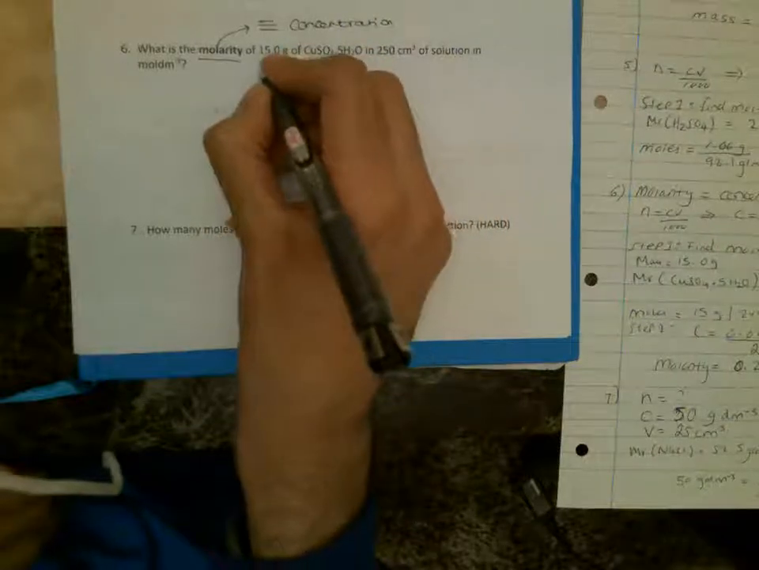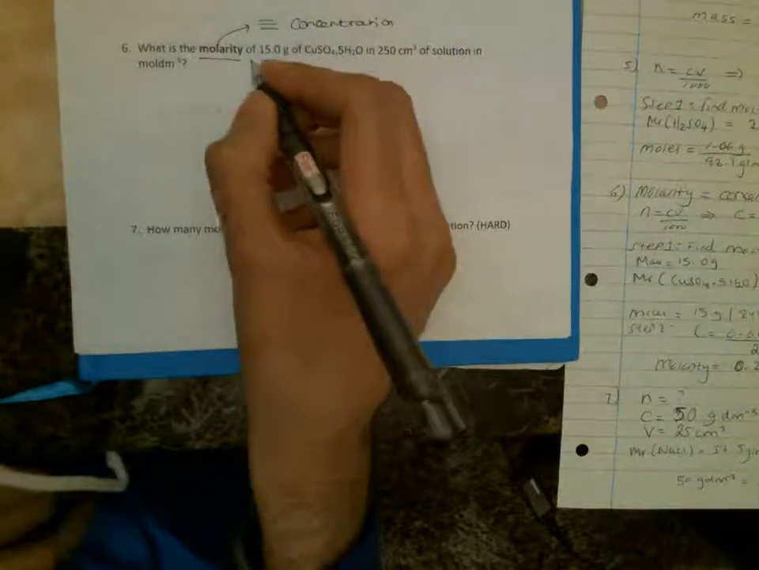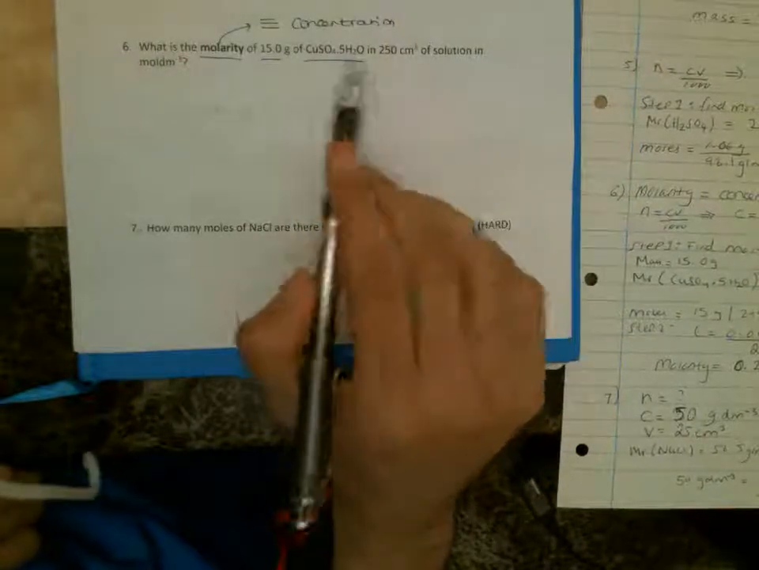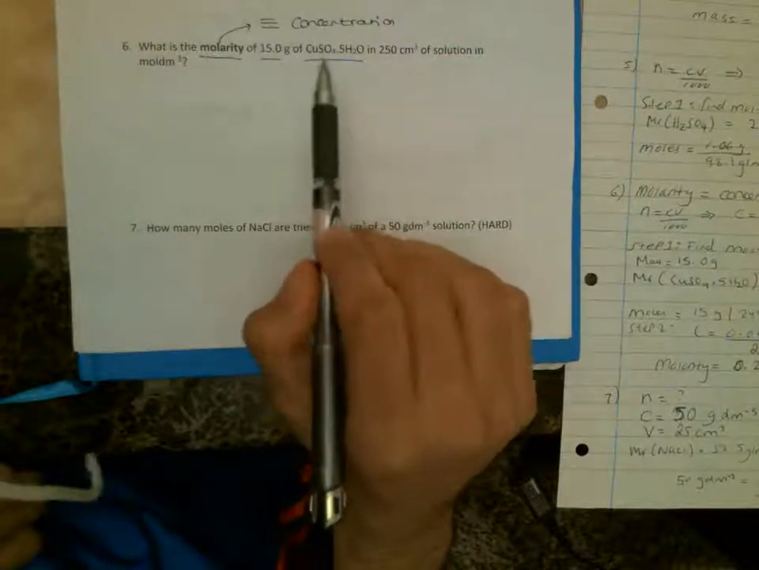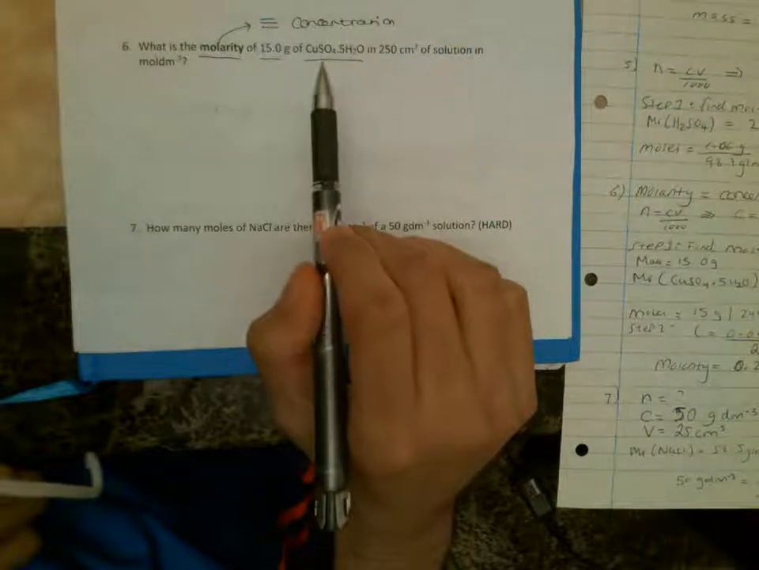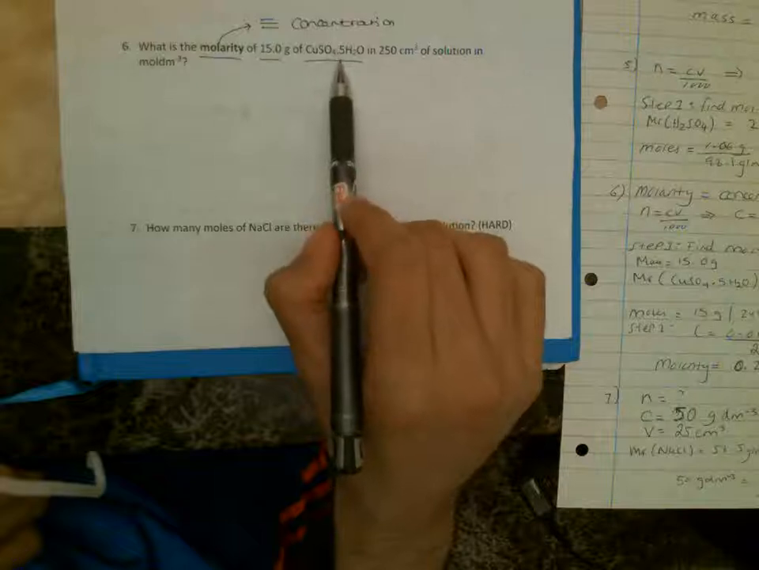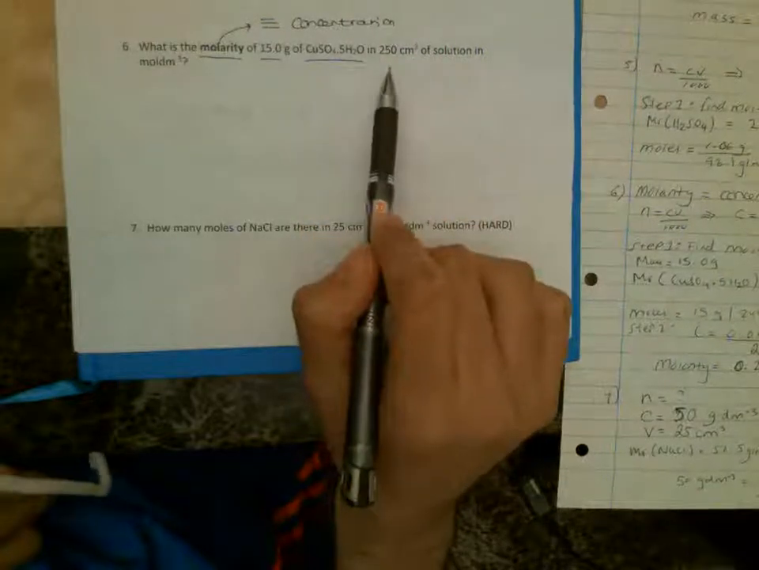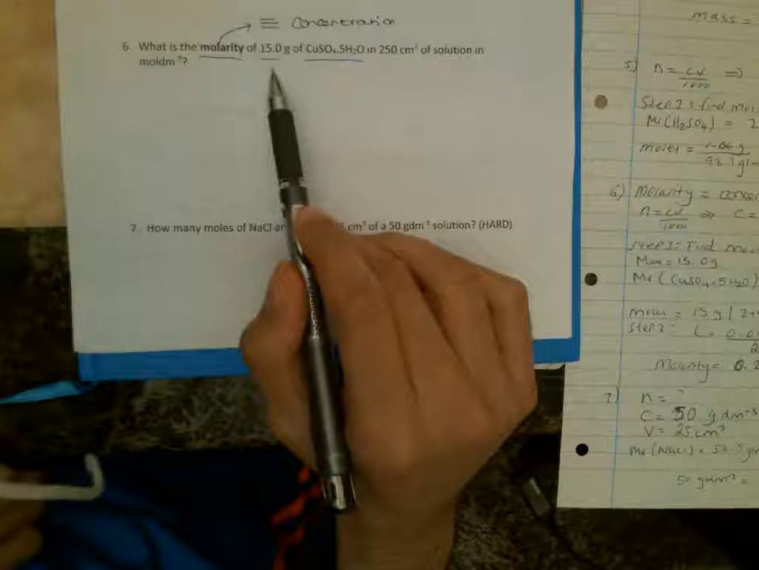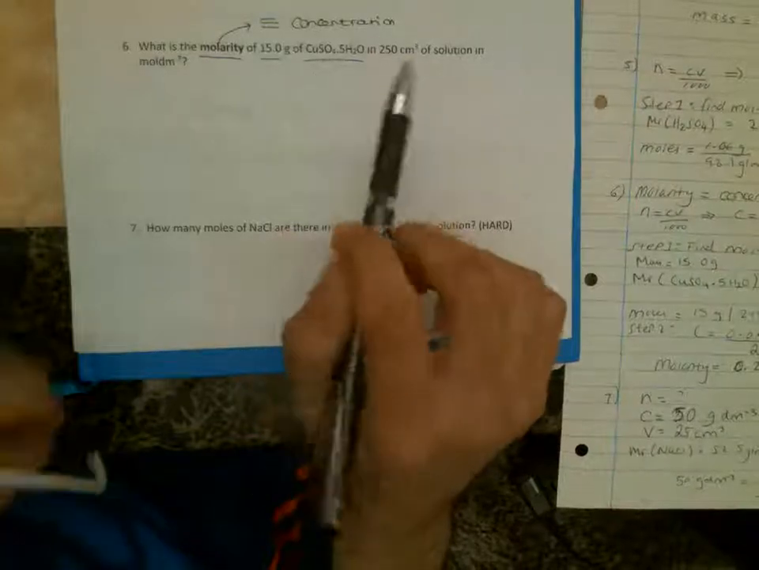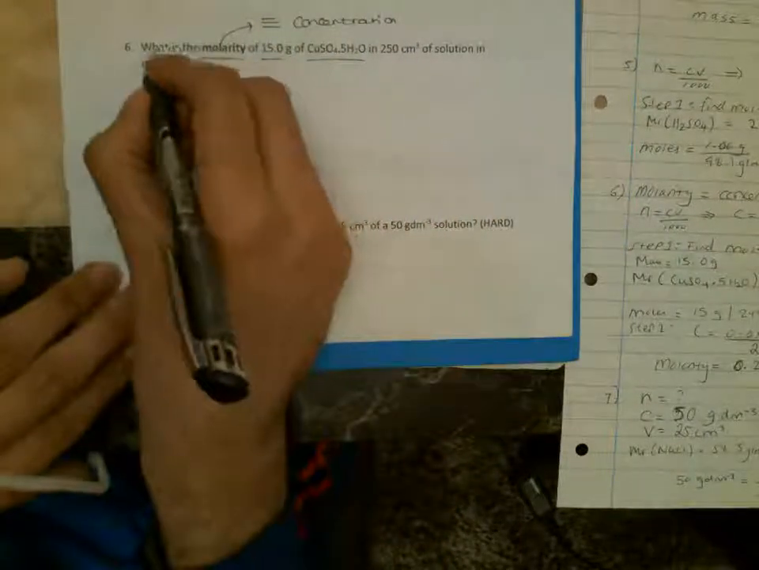Okay, so we have 15 grams, so we have a mass, interesting. We also have the chemical formula of the compound. So this is copper sulfate pentahydrate. Pentahydrate because that's 5. Okay, in 250 centimeters cubed of solution. And I want the molarity in moles per decimeter cubed.